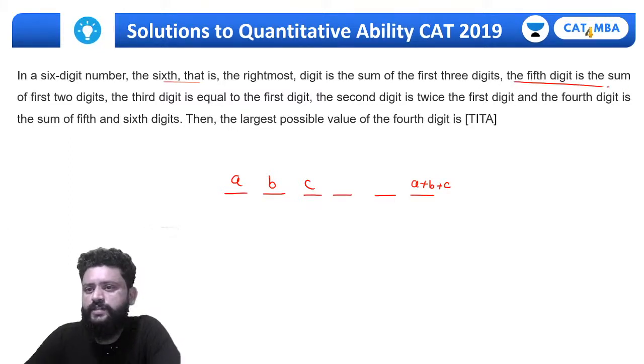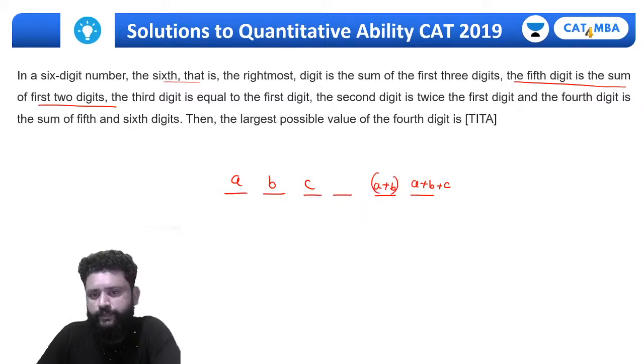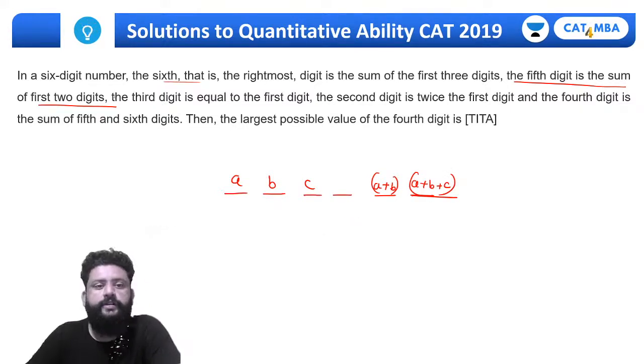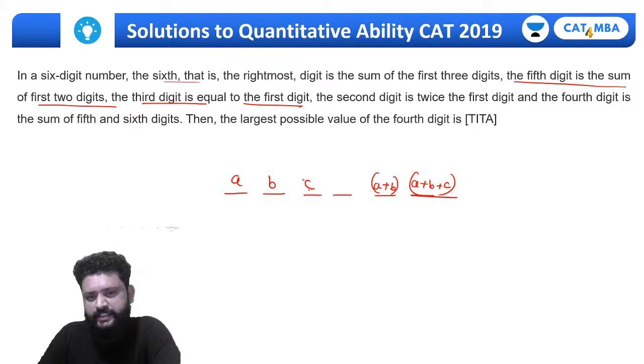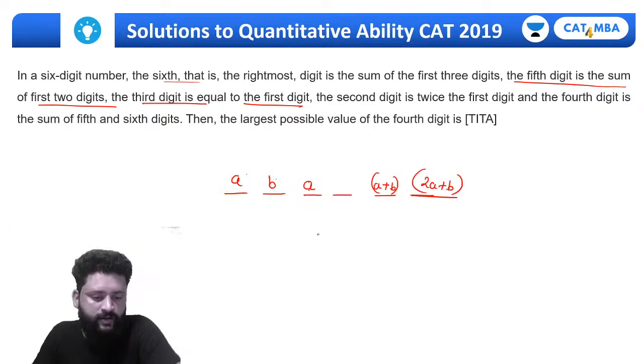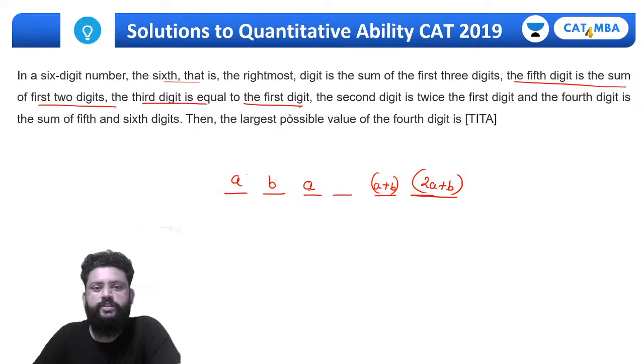Then the next thing is the 5th digit is the sum of the first 2, that is a plus b होना चाहिए, right? Next thing, the third digit is equal to the first digit. मतलब यहाँ पे मुझे C लेने की जरूरत नहीं है, यहाँ पे मुझे A ही लेना चाहिए. Instead of C मैं यहाँ पे भी A ले सकता हूँ. So 2A plus B, A plus B plus C करने से अच्छा, right? तो C का सच काम ही नहीं पड़ा because of this.